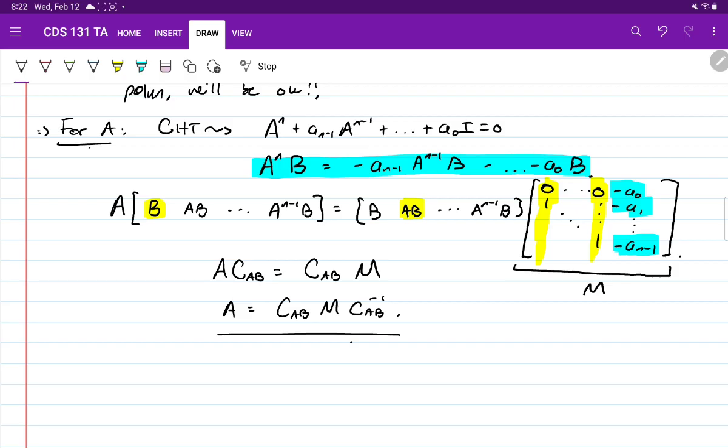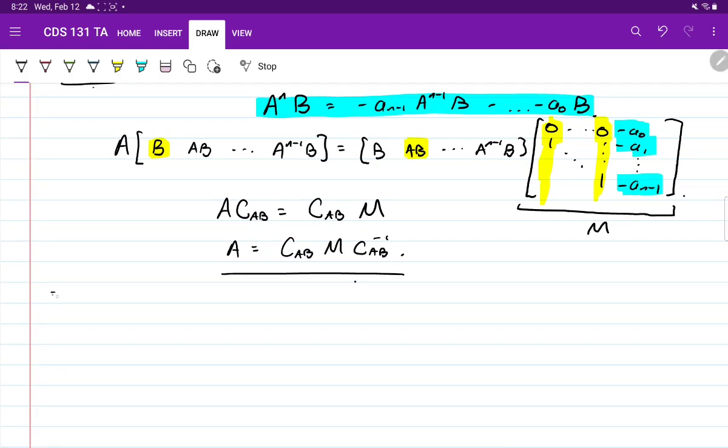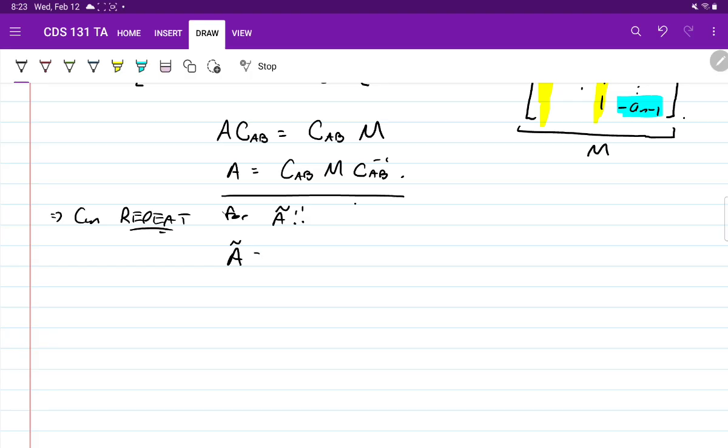If we take a look at how we constructed this transformation, we'll notice that it only depends on the characteristic polynomial. This new matrix M only comes from A to the n plus a n minus 1 A to the n minus 1, all the way down to a naught times the identity. It's entirely parameterized by the coefficients of the characteristic polynomial. So this means that we can repeat this for A tilde. We'll find that A tilde is equal to C_A tilde B tilde times M times C_A tilde B tilde inverse, right?